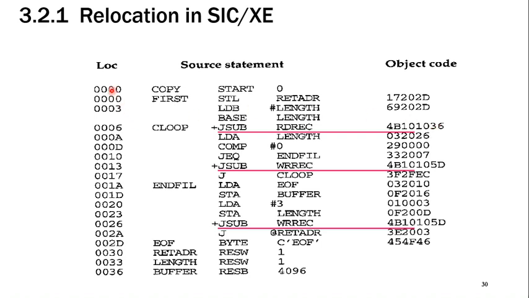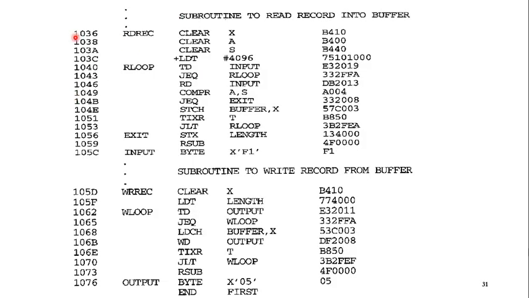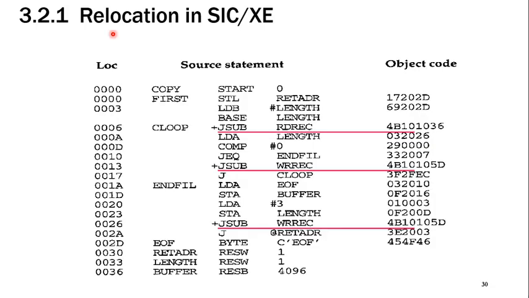Again, as usual, when the starting address is changed from 0 to 5000, then the address of this read record will be 6036. In such a case, the object code of this instruction will vary as 4B106036. That is what I mean to say.